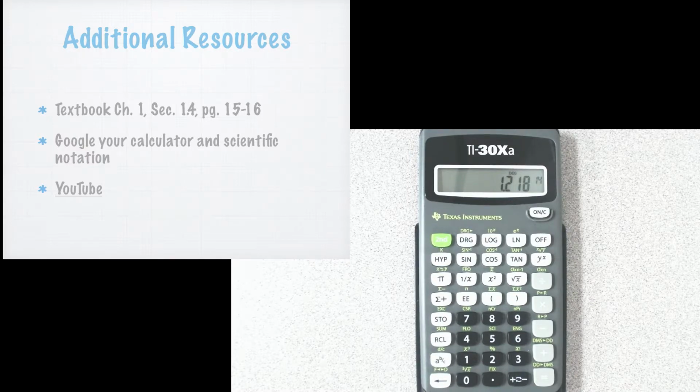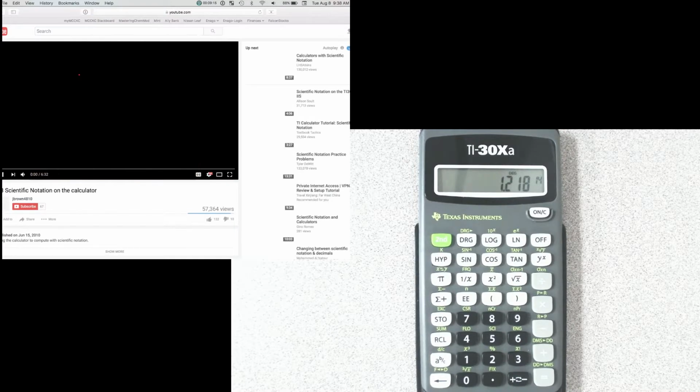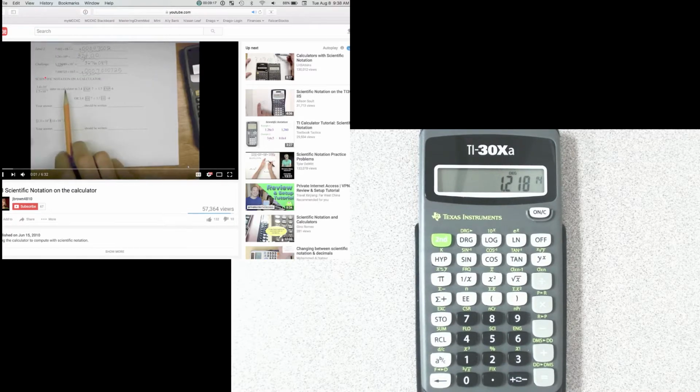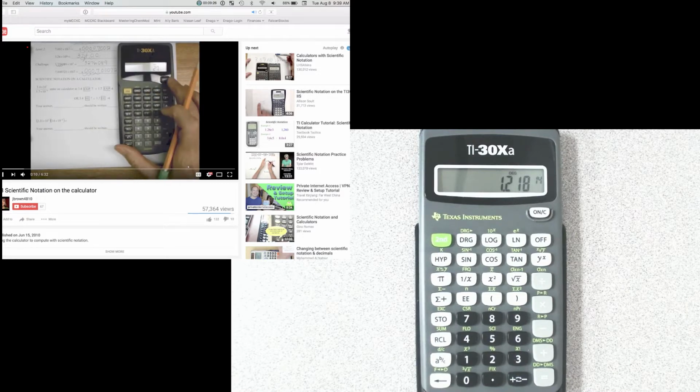And again, here's a YouTube video. I'll just click on this to show you. This is a YouTube video that has more practice problems on how to do scientific notation with your calculator. And you can see they're going to walk through how to do those. And here they're using the EXP button, which is sometimes how it's labeled, or the EE button. So lots of opportunities to get help.